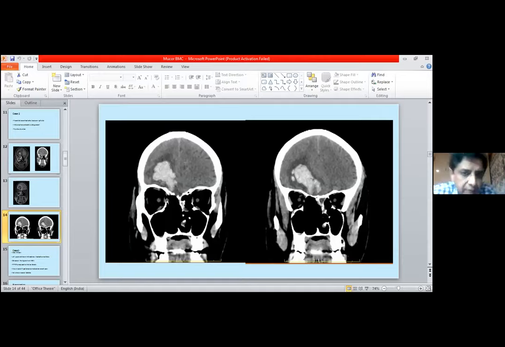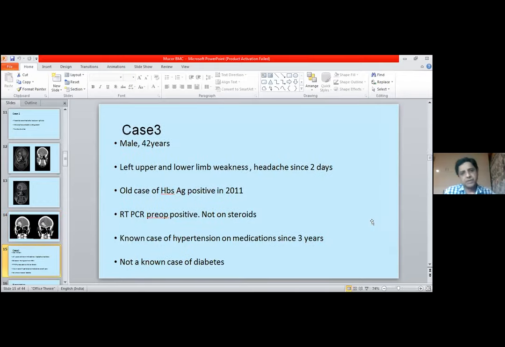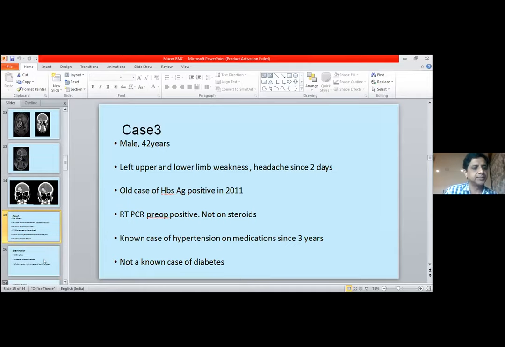Unable for this poor chap. With left upper limb and lower limb weakness, headache of 2 days. Only thing was he was HBsAg positive. We did a routine RT-PCR pre-op, which came as positive. He was not on steroids. He was not on oxygen. He was not a diabetic, but he was a hypertensive for 3 years.